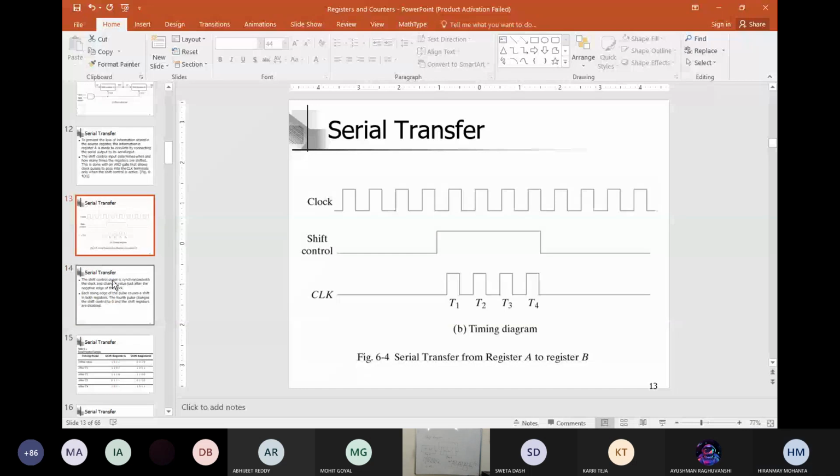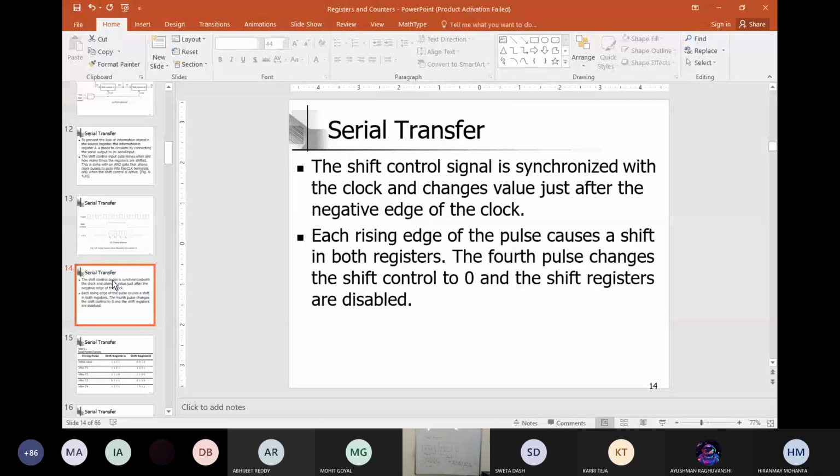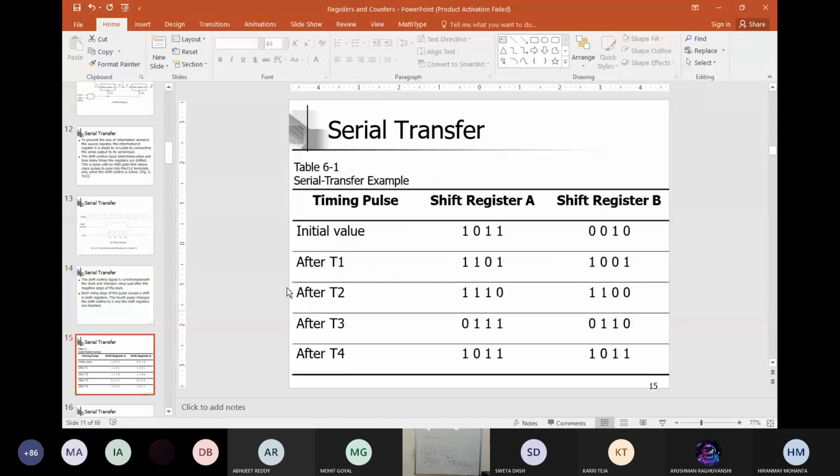Okay. Now I'll give you this one. Now just see this particular example, just an example. A timing pulse is there. Initial value, some 1011, is there. Shift register B is having 0101. It's just an example. Right. After time 1, after time 2, after time 3, after time 4, what is happening pertaining to that diagram?